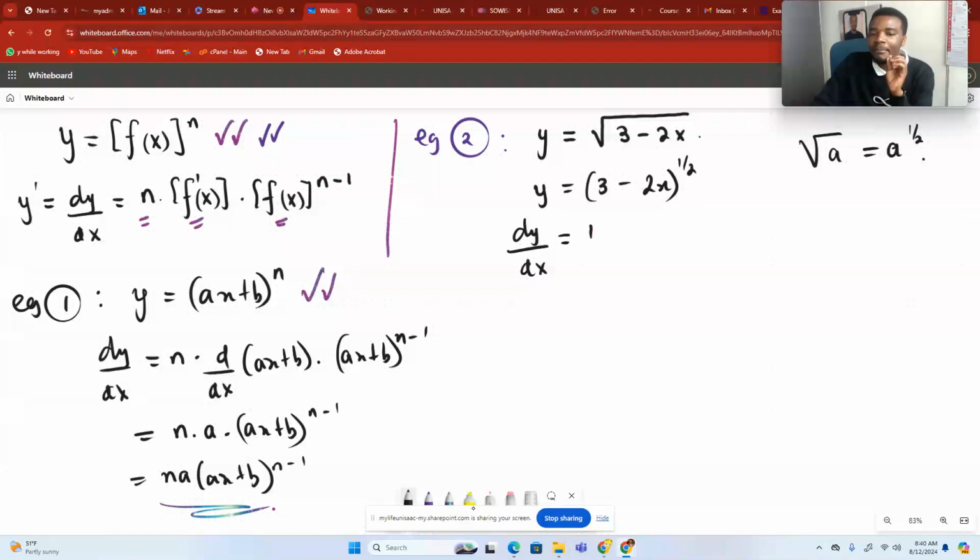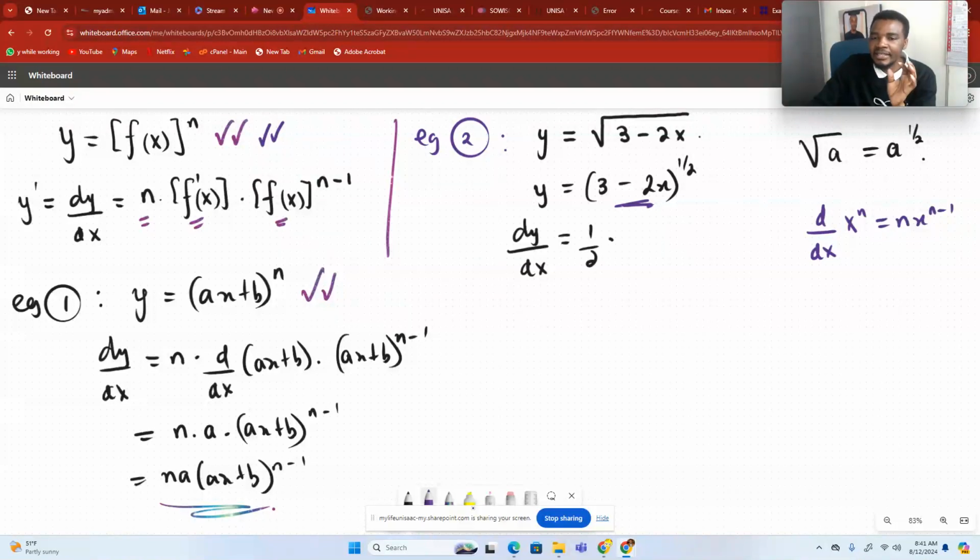Like I said, bring down the power, right? Multiply by the derivative of what is inside the bracket here. So what is the derivative of 3 minus 2x, right? As we differentiate polynomial functions, remember the derivative of x to the power of n is the same as nx to the power of n minus 1. So we bring down the power, then you subtract 1 from the power.